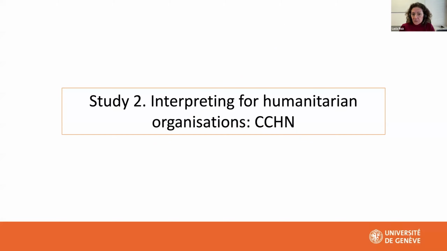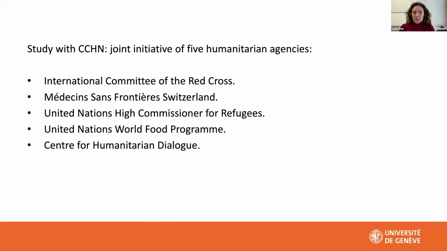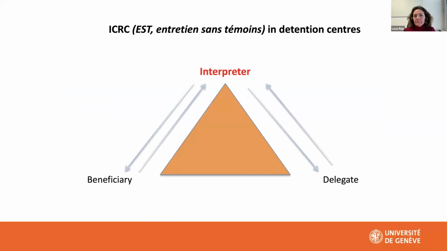It was community research, and I worked for the Center of Competence for Humanitarian Negotiation, which is a joint initiative of five humanitarian agencies that you can see here. So the International Committee of the Red Cross, Médecins Sans Frontières, the UN High Commissioner for Refugees, the UN World Food Programme, and the Center for Humanitarian Dialogue. So I worked with all these organizations in this second study.